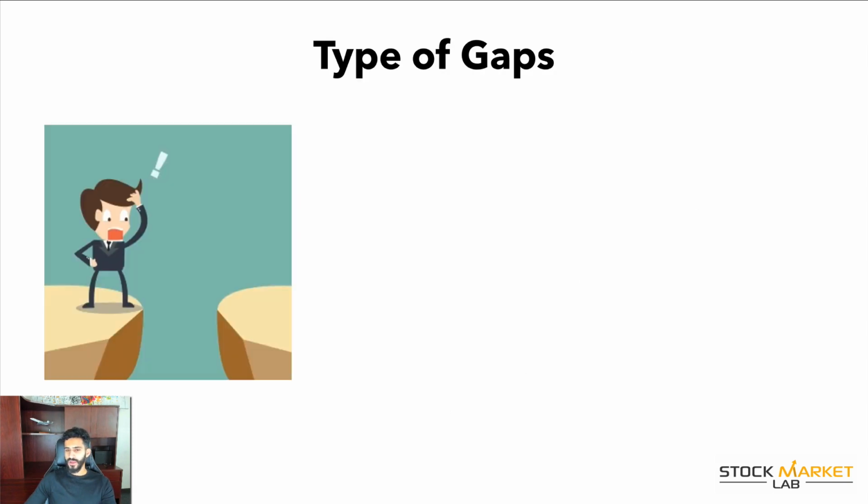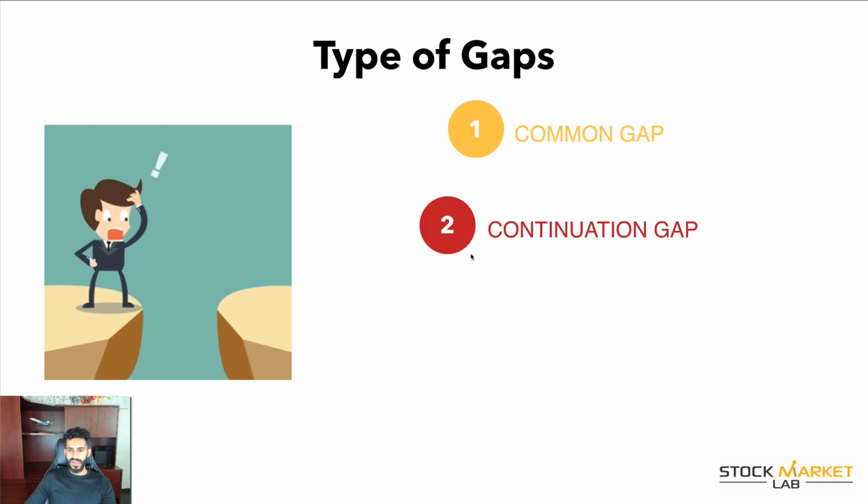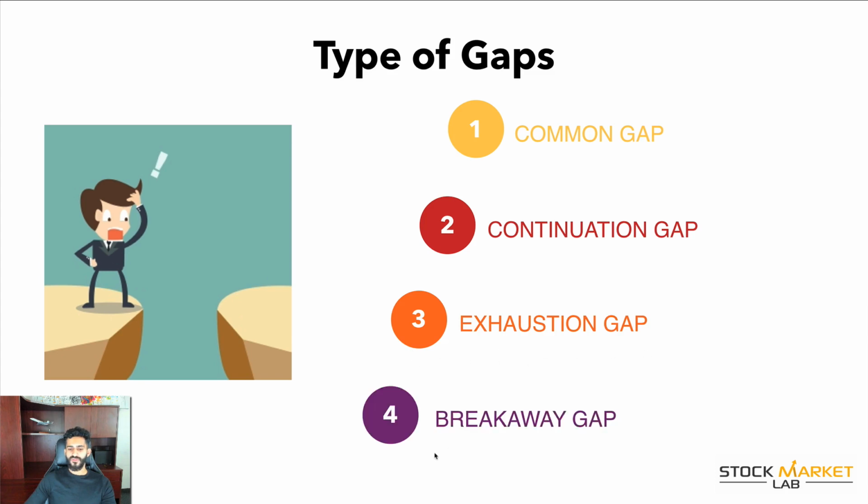Now, what are the types of gaps? There's 4 types of gaps, right? First is a common gap. Second, we have a continuation gap. Third, we have an exhaustion gap. Fourth, we have a breakaway gap. So I'm going to break down all 4 types of gaps. So these are the 4 gaps, and I'm going to break them down and let's understand them.